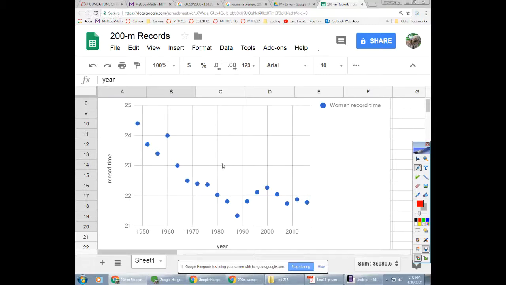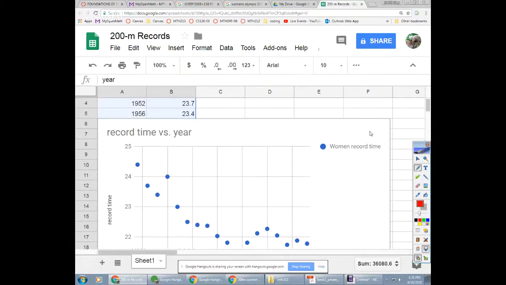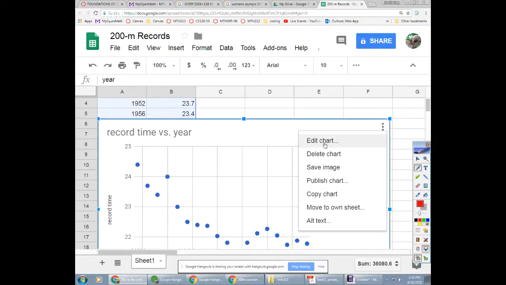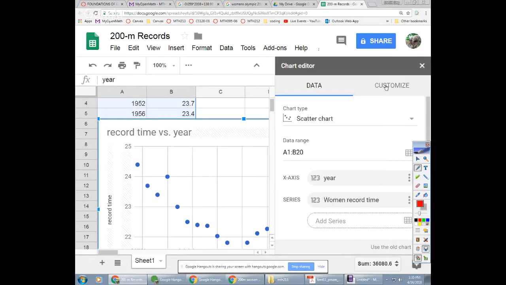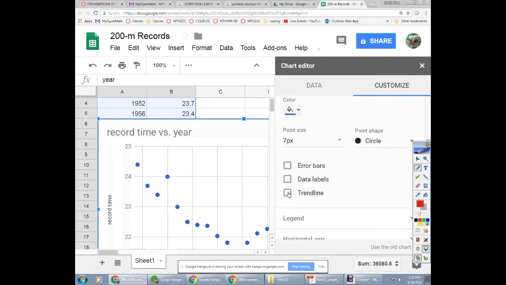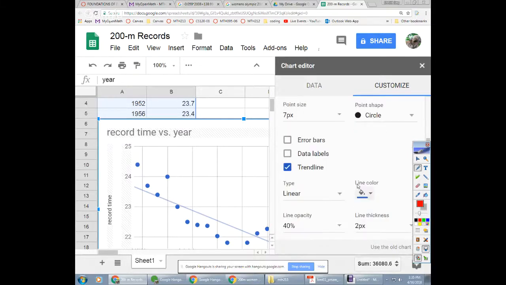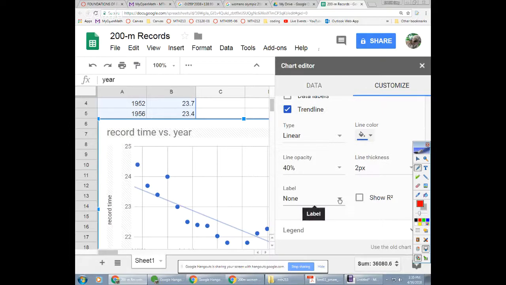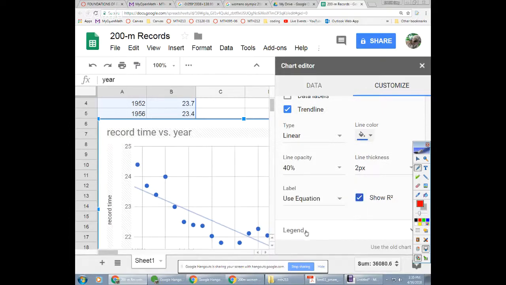So what you do on a spreadsheet, and Excel's a little bit different, is under Edit Chart, under Customize, Series are the points I have there. And what I want to do is get a trend line. And so what the computer will do, it will calculate a trend line for me. And it does it in such a way, let me get a label on there. Use equation, sure, throw that in there too.